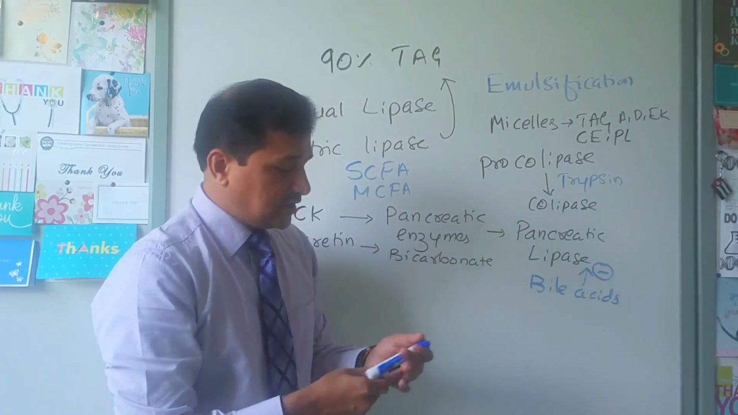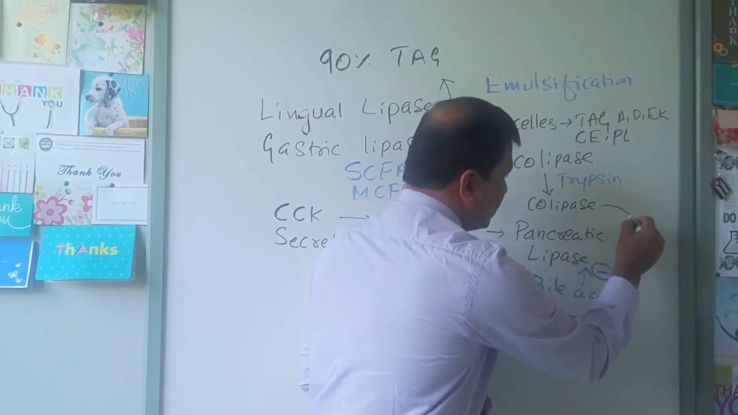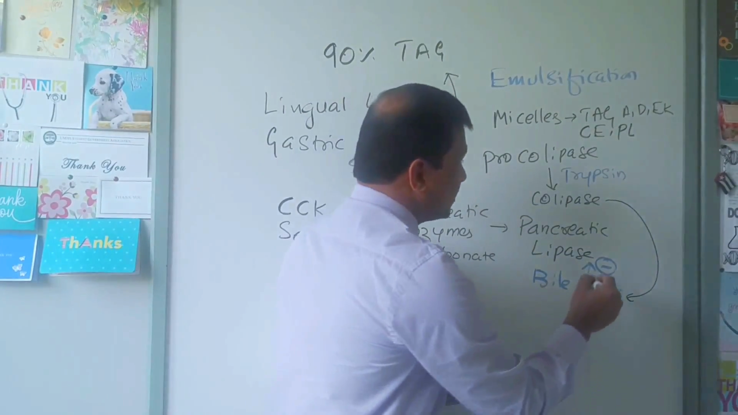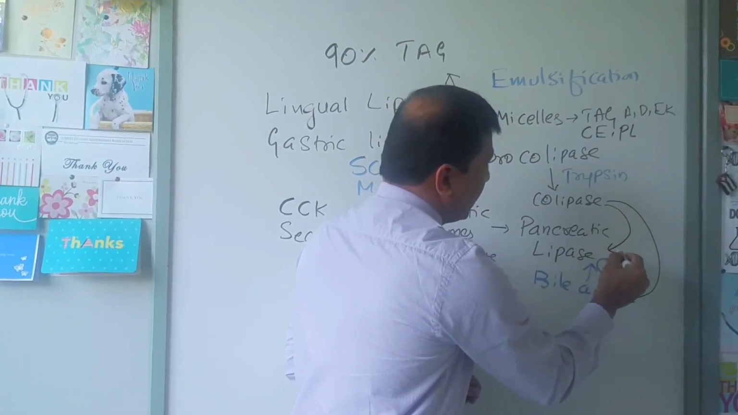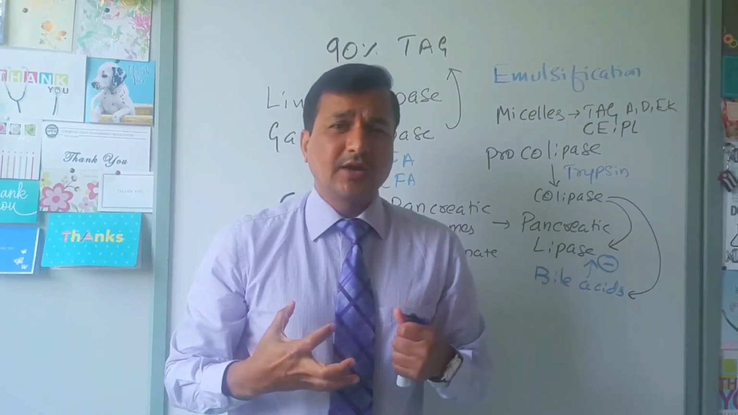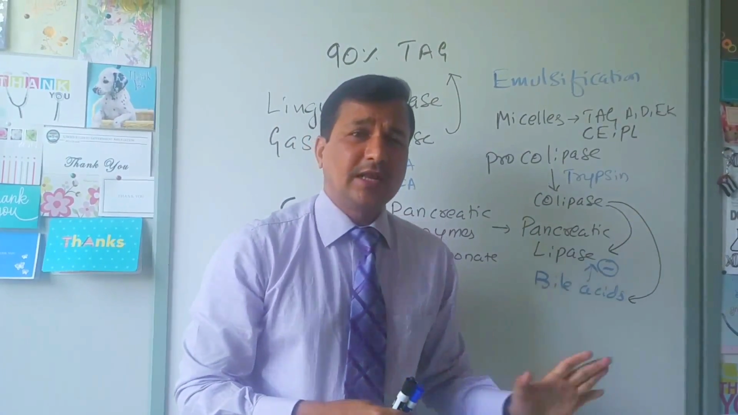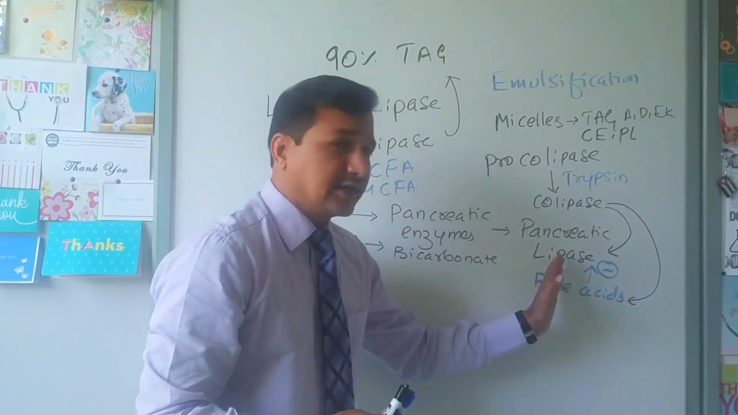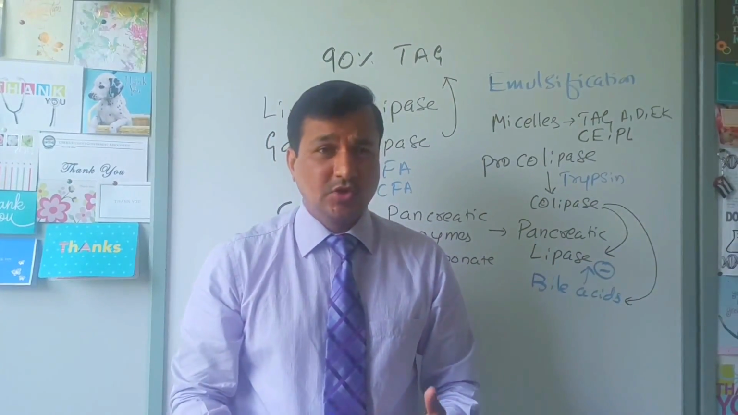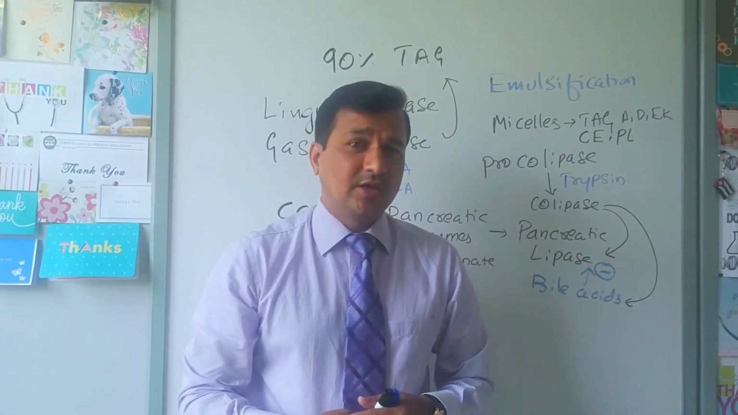So what does this colipase do? Colipase on one side is going to interact with bile acids and bile salts on the surface. On the other side it is going to interact with the pancreatic lipase enzyme. Thereby it is going to take away the inhibitory effect of bile acids and bile salts on pancreatic lipase, and pancreatic lipase is now free to work. So that's the use of having colipase.